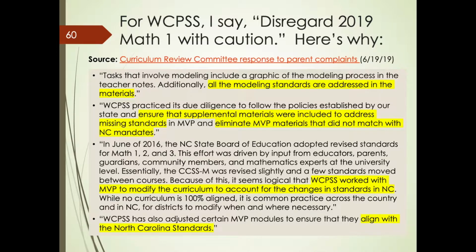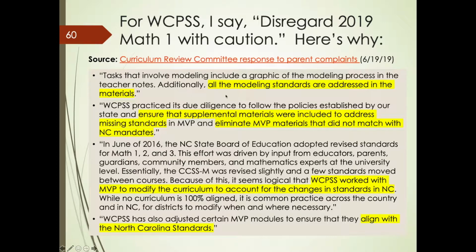In June 2016, the NC State Board of Education adopted revised standards for Math 1, 2, and 3. This effort was driven by input from educators, parents, guardians, community members, and mathematics experts at the university level. Essentially, the CCSSM was revised slightly and a few standards moved between courses. Because of this, it seemed logical that WCPSS worked with the MVP to modify the curriculum to account for the changes in standards in NC.